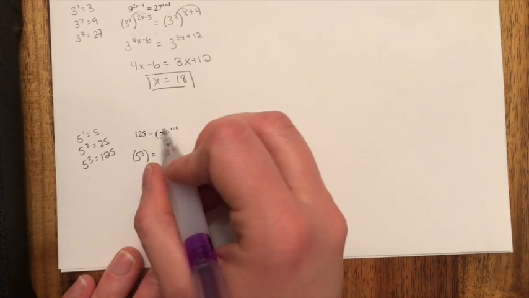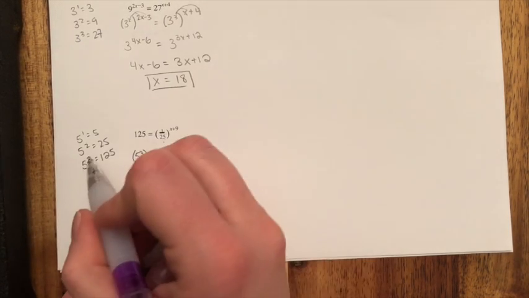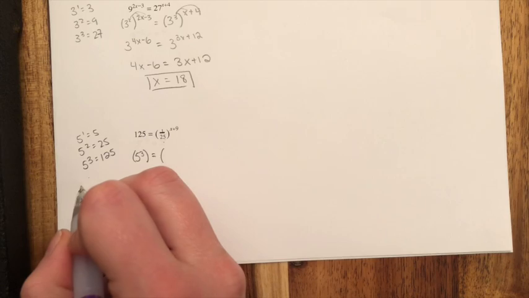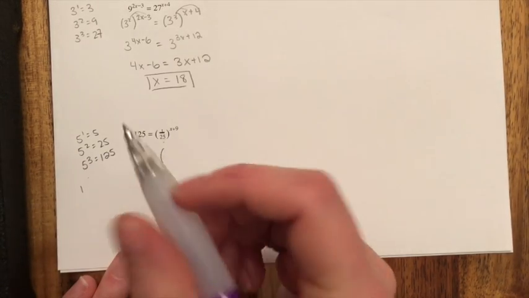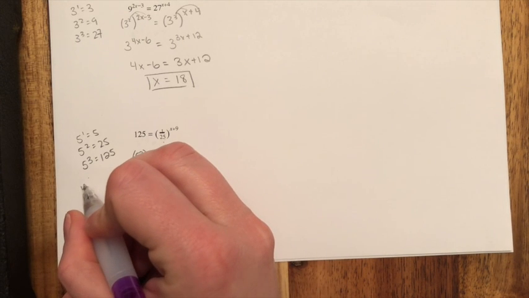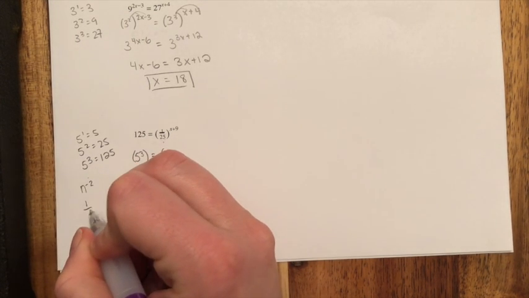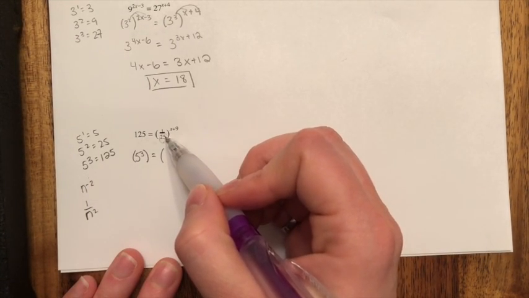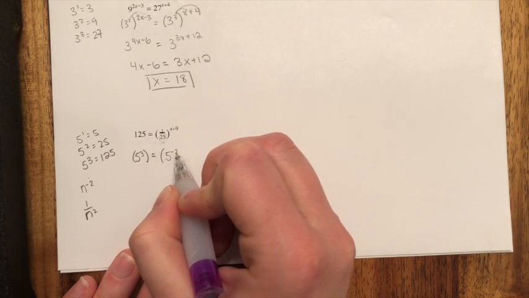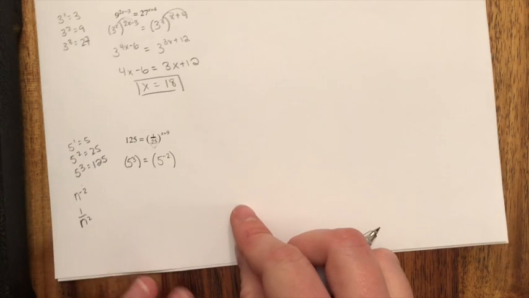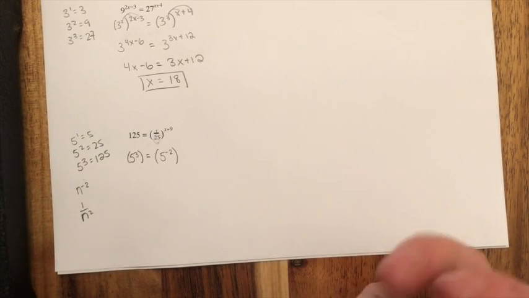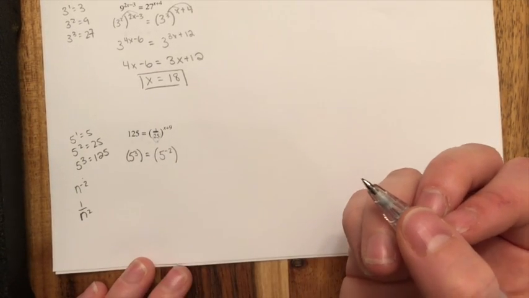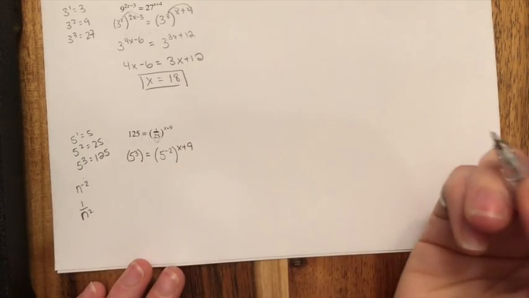This 1 over 25, remember how we talked about if we had a negative exponent, like n to the negative 2, that's the same as 1 over n to the positive 2. So how this 25 could have gotten on the bottom is if it was 5 to the negative 2, because that would have been the same as 1 over 5 to the positive 2, which is 1 over 5 squared, which is 25. So this 1 over 25 is 5 to the negative 2. And then it's all raised to the x plus 9.